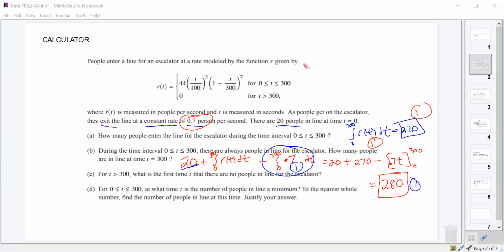Oh, so like the equation for that function, the number of people would be 0.7 t, but the rate would be 0.7. The rate is 0.7. The number of people that exit the line is 0.7t. Okay, got it. Thank you.